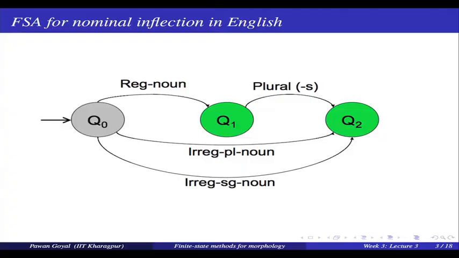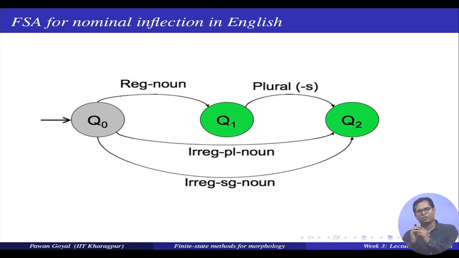Only three states are shown here, Q0, Q1, Q2. Q0 is the start state and Q1 and Q2 are the accepting or final states. Many other intermediate states are not shown. We will see that in some of the later slides. From Q0 to Q1, you have the regular nouns like car, boy, bag, etc. All of these are also words in English. You can now add a plural morpheme S to convert them into plural, so going from Q1 to Q2.